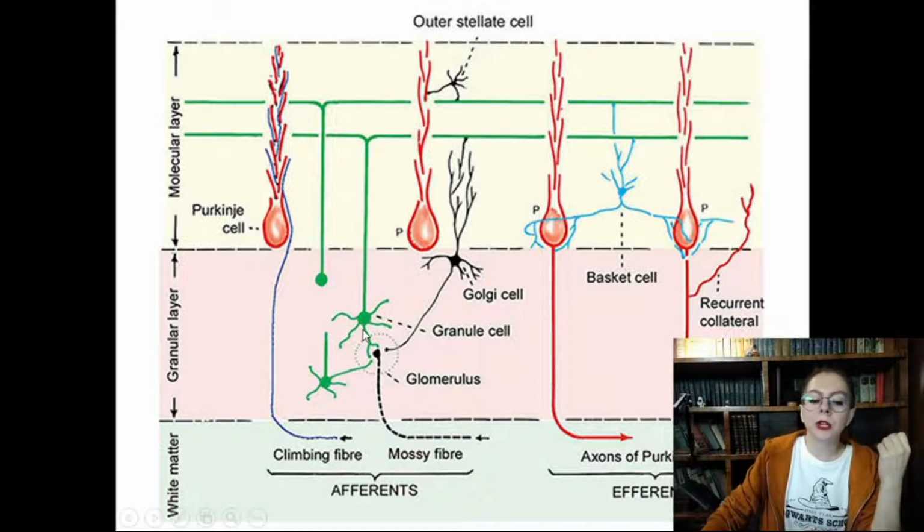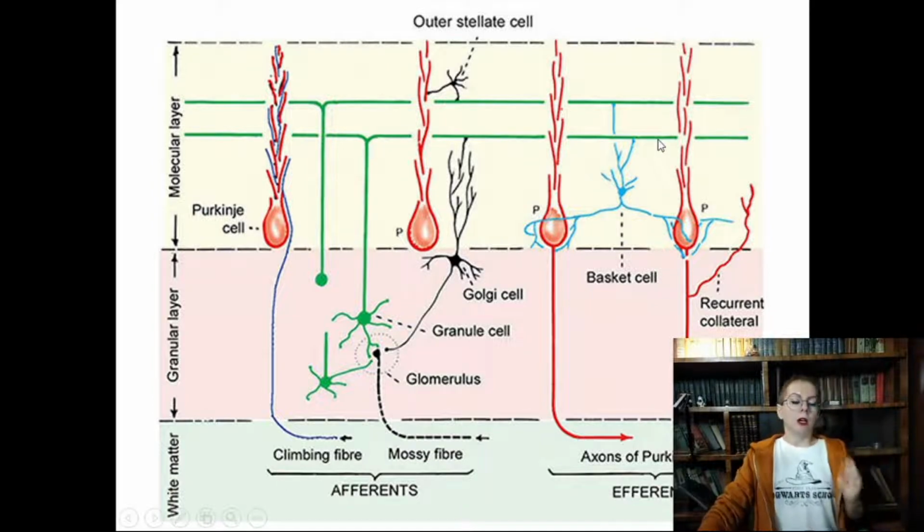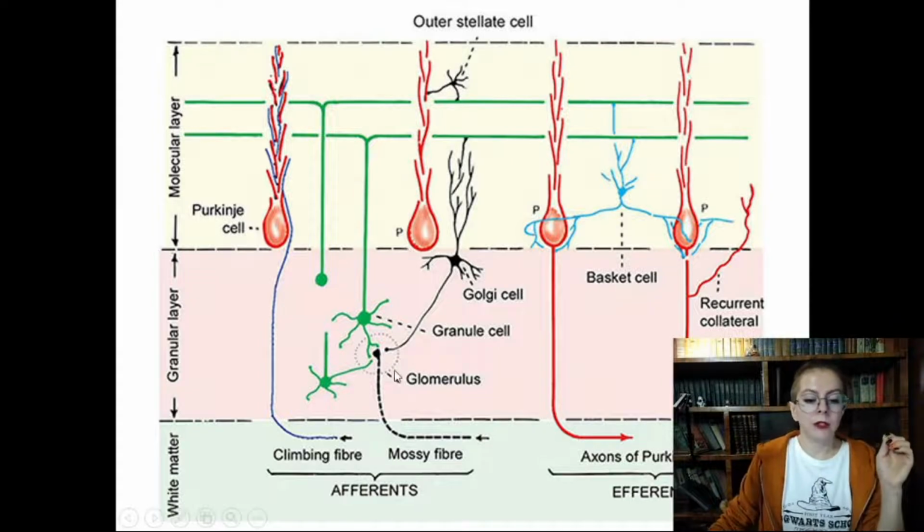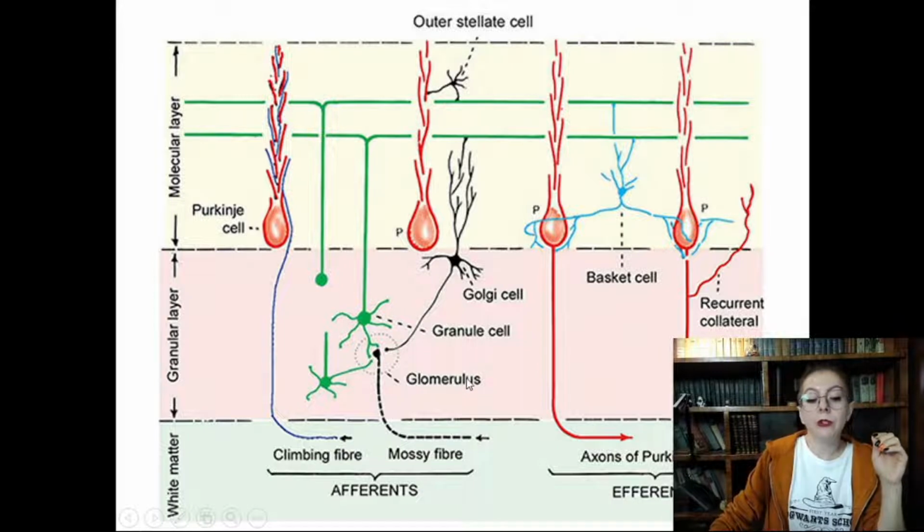What is important to say is that one granular cell is in contact with many Purkinje cells. So the impulse which is brought by mossy fibers has a weak but excitatory effect on many Purkinje cells. Another aspect we have to highlight is that the synapse between the mossy fiber and granular cell is called glomerulus. So if you are asked what you know about glomeruli of the cerebellar cortex, you should say that this is the synapse between those two.